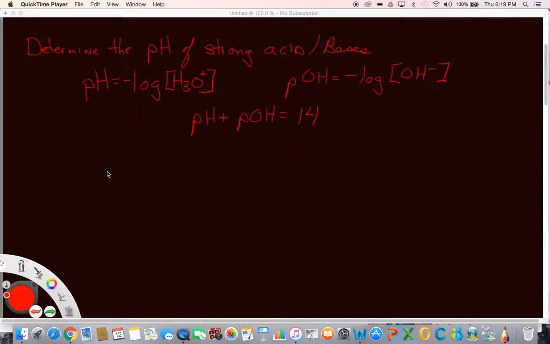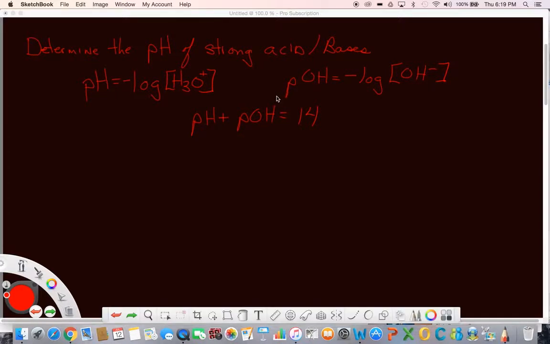Determine the pH of a strong acid or a strong base. The three equations you have to know: pH is equal to the negative log of the hydronium ion concentration. pOH is equal to the negative log of the hydroxide concentration. And pH plus pOH is equal to 14, because it's based upon the pH scale.